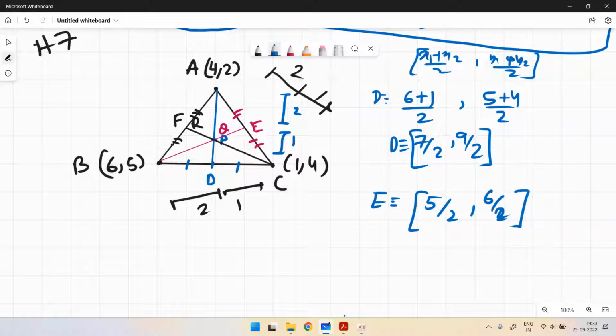And not cancelling this 3 because it will be used somewhere else. And if you calculate F, it will be 6 plus 4, which is 10 by 2, and 5 plus 2 is 7 by 2.